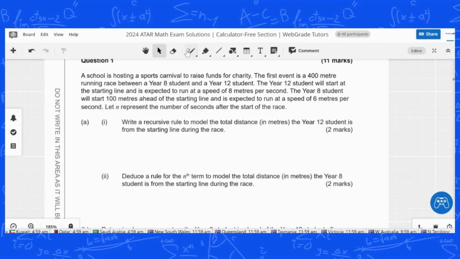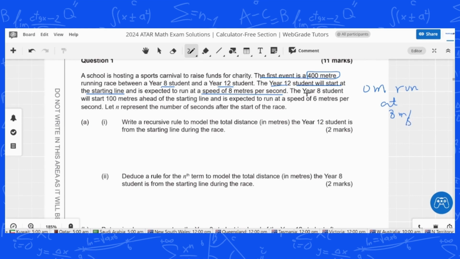First of all, you just need to understand the problem. Basically, a school is hosting a sport carnival to raise funds. This information gives us the total race, which is 400 meters, between two students, the Year 12 student and the Year 8 student. The students' speeds and starting points are given. The Year 12 student will start at the starting line with a speed of 8 meters per second, which means the Year 12 student starts from 0 meters and runs at 8 meters per second.